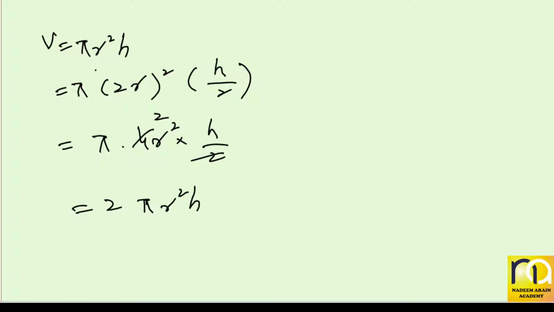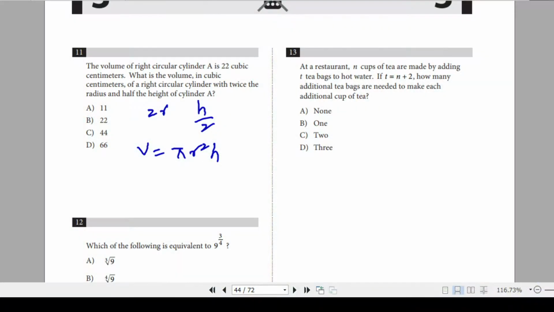So instead of pi r squared h, we have 2 pi r squared h, meaning 2 times the original volume. So the answer you will take is 2 times the 22. What was the original volume? 22. So 2 times 22 will be 44. The answer to this question will be C, 44.